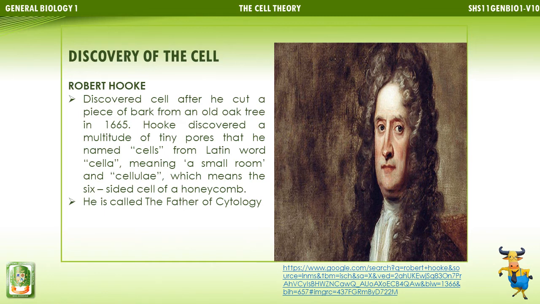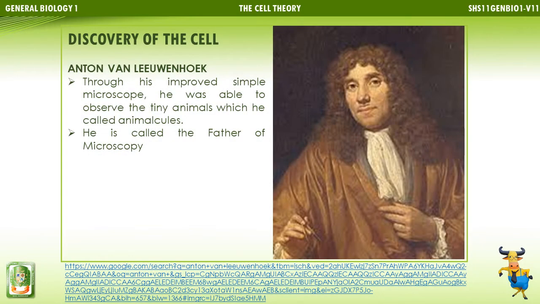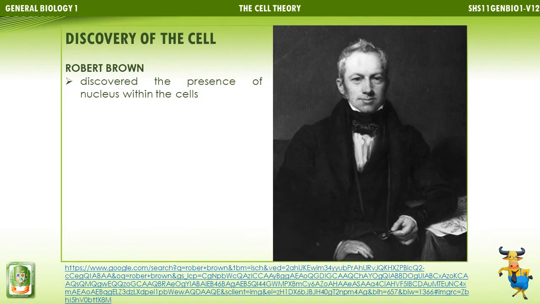He is called the father of cytology. Anton van Leeuwenhoek. Through his improved simple microscope, he was able to observe the tiny animals which he called animalcules. He is called the father of microscopy. Robert Brown discovered the presence of nucleus within the cells.